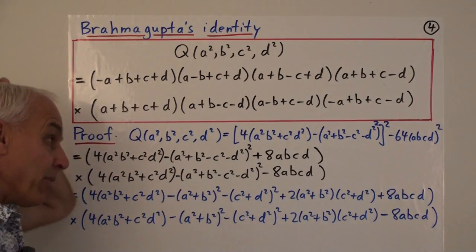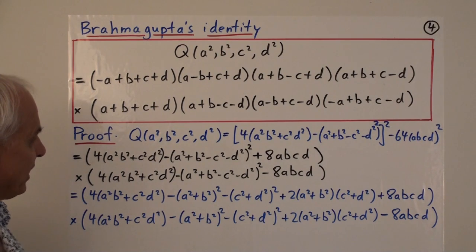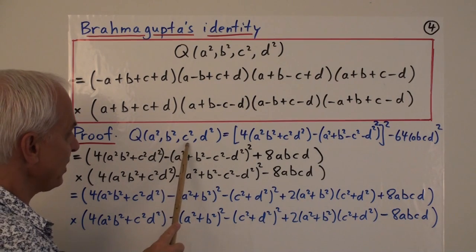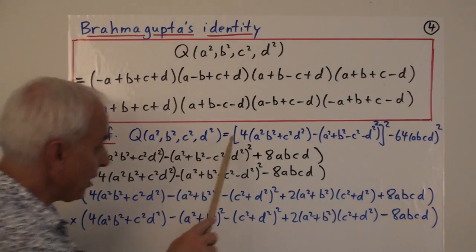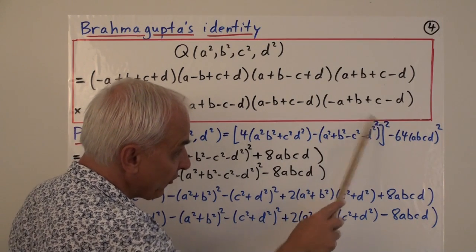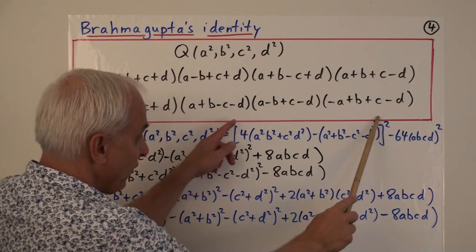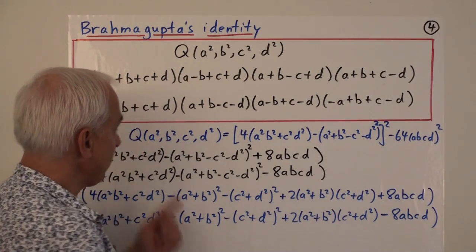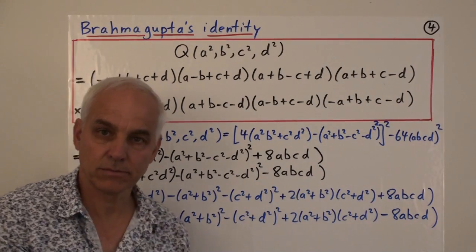Okay, so this is an identity, and we would like to know why it is true. We want to prove it. So let's take the quadruple quad formula first and insert a squared, b squared, c squared, and d squared. Here I've written the asymmetric form of it. So here we have 4a squared b squared plus c squared d squared. And then in here there's something squared, and that is a squared plus b squared minus c squared minus d squared. So all of that is squared. And then this whole expression is itself squared. And then we have minus 64 times the product of all of these things, which we can write as abcd, all squared.